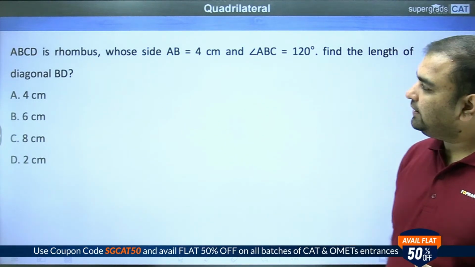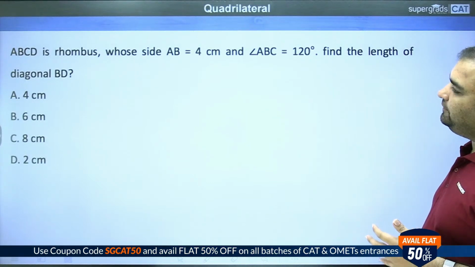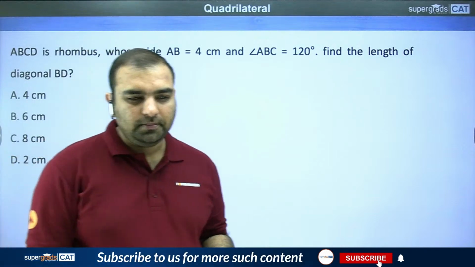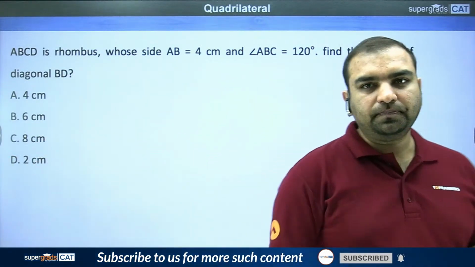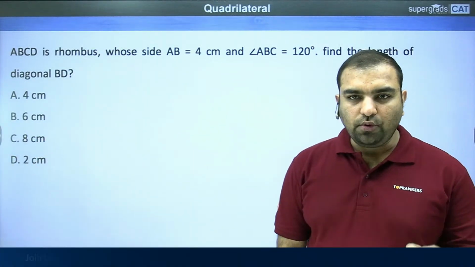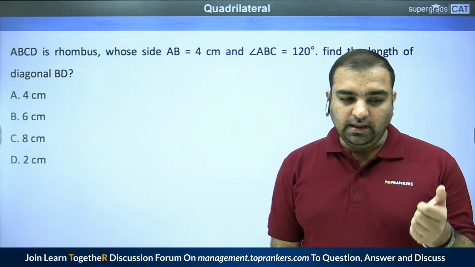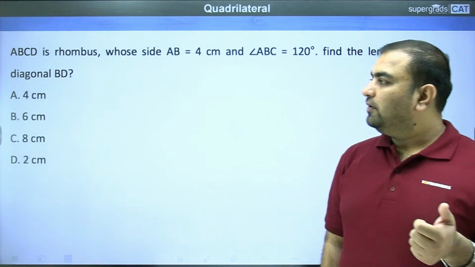ABCD is a rhombus. The side AB is known, the angle ABC is known. What is the length of diagonal BD? Wow, come on. ABCD is a rhombus. The length of AB is known, the angle ABC is known, what is the diagonal BD?